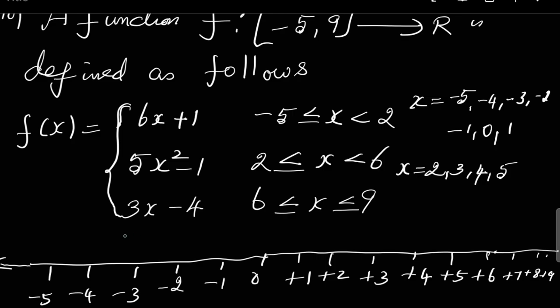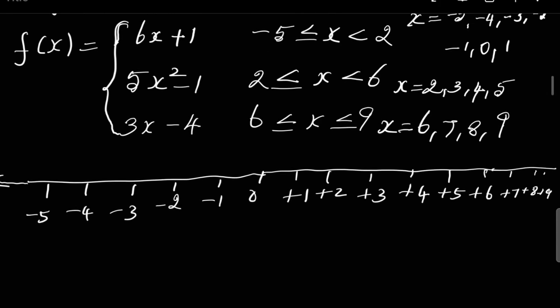See the next function, it is 3x minus 4. So x is between 6 and 9. In both cases, you have the equal to sign. So x takes the value 6. After 6, you have 7, 8 and 9 also, you have to include because you have the equal to sign at 9. Okay, using this you have to find the values.